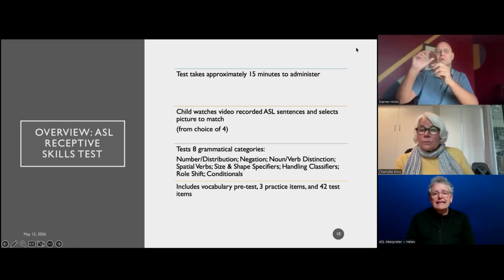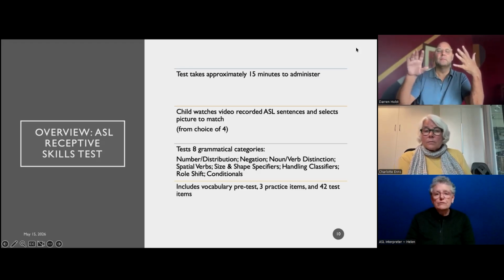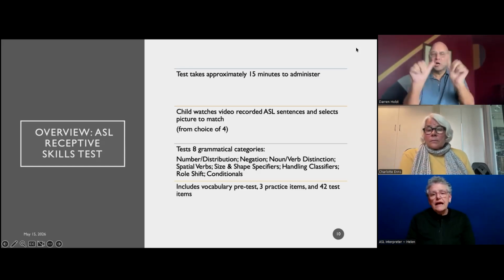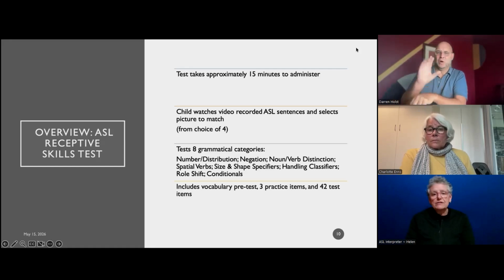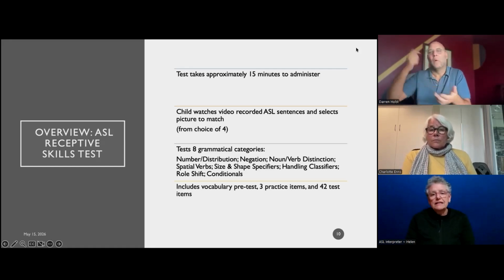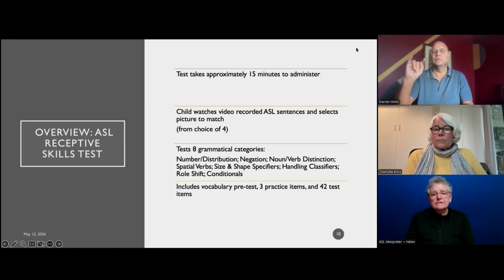And the test has 8 categories: grammar, numbers, number distribution, negation, noun and verbs, spatial, classifiers and verbs, shapes, size, that's related to shape, size, and specific classifiers, and how to use classifiers, comb, knife, things like that. Conditionals, we have 8 of those.